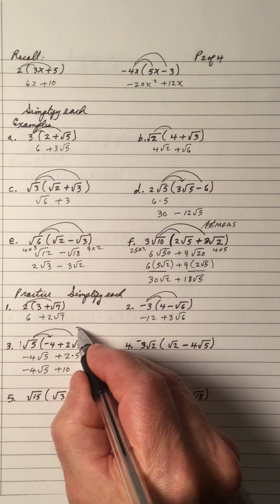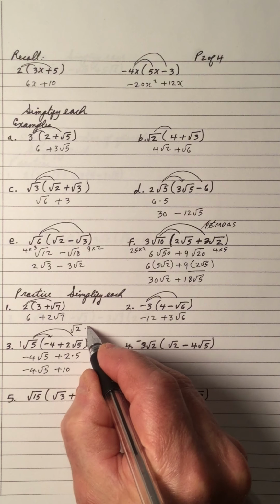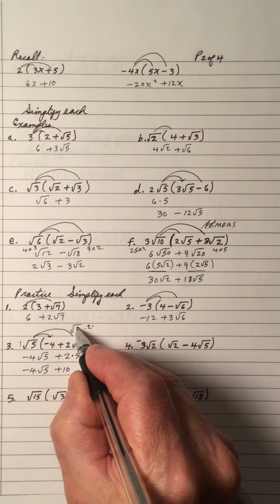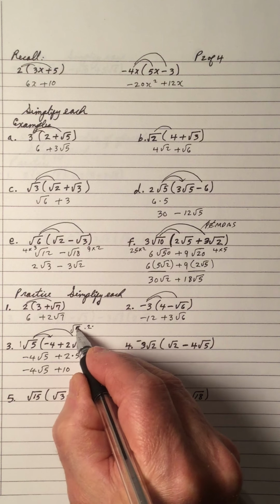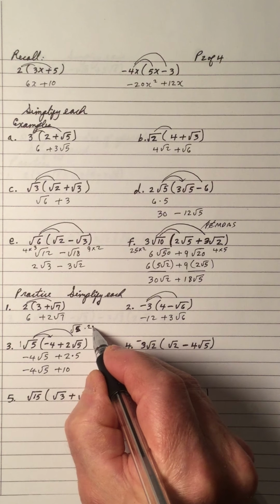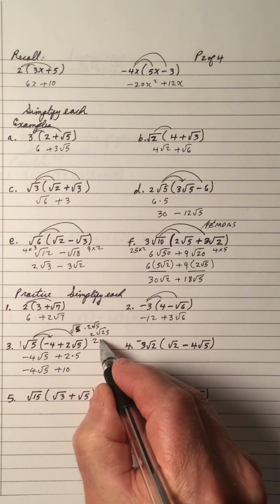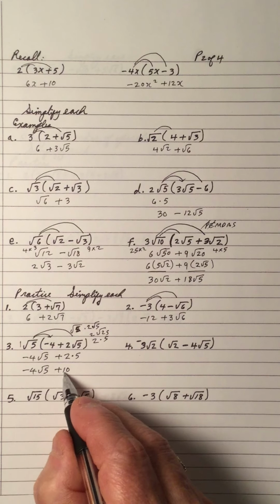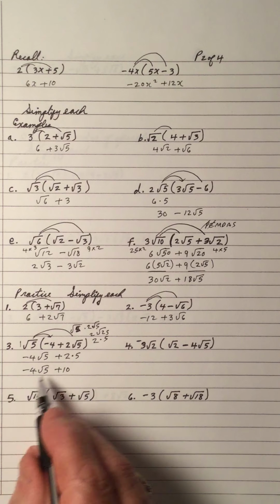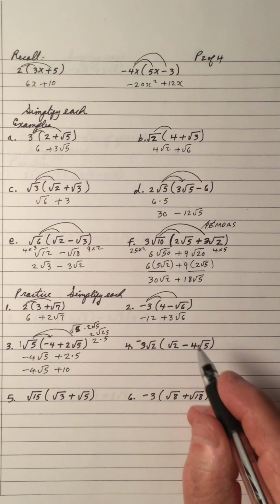So notice 2 root 2 times root 5 right here times 2 root 5 is 2 root 25, which is 2 times 5 gives you the 10. And you can't add these because they're not like radicals.